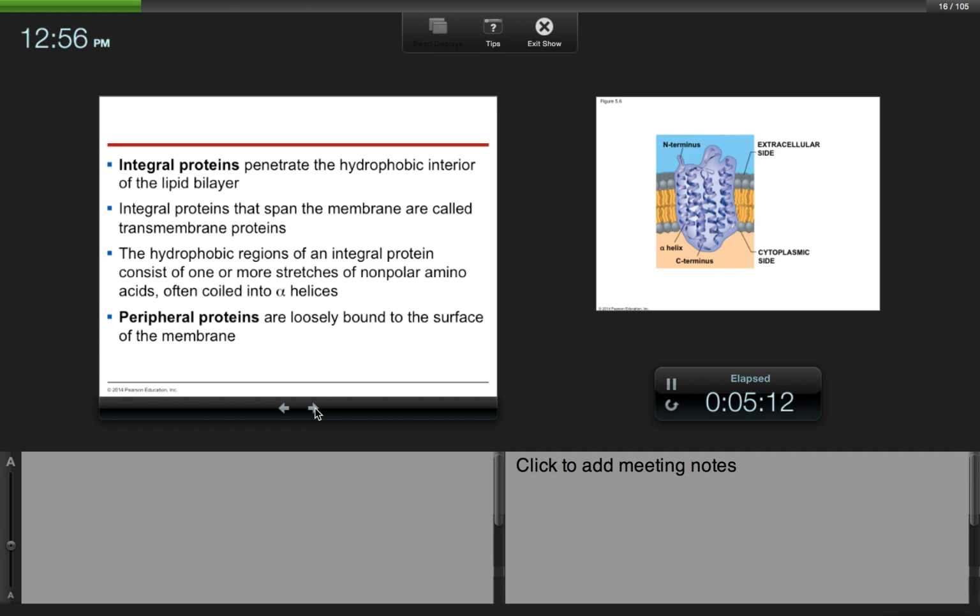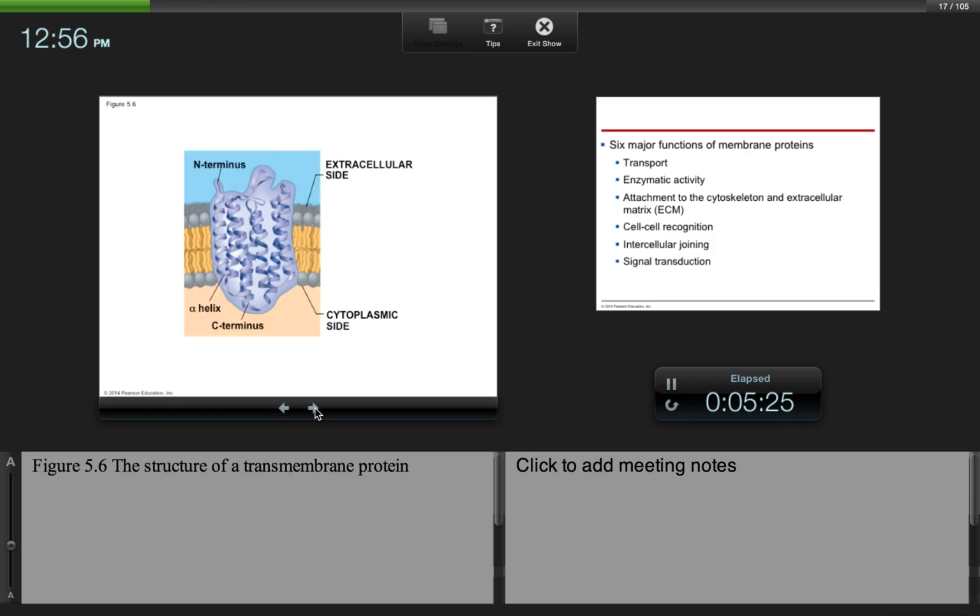The hydrophobic regions of an integral protein consist of one or more stretches of non-polar amino acids, often coiled into alpha helices. Peripheral proteins are loosely bound to the surface of the membrane. Okay, so here's a transmembrane protein. The hydrophobic portion of this protein is here, because this is the hydrophobic portion of the membrane, and the hydrophilic regions are here and here.